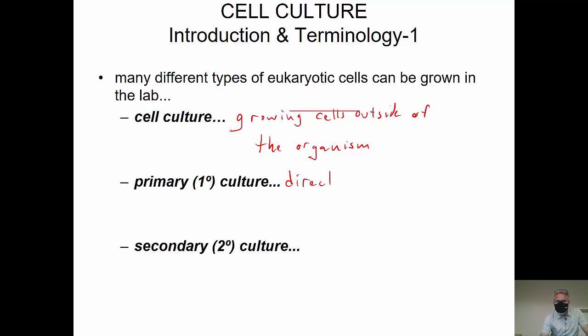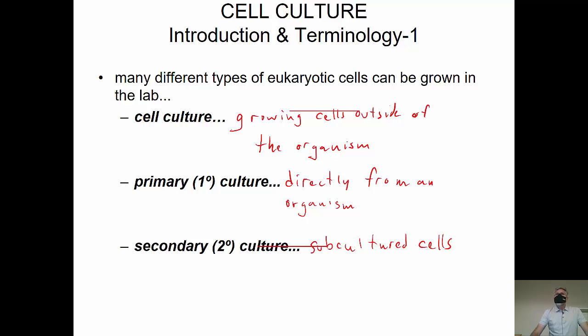is taken directly from an organism. So we take a, say, mouse liver, we break the cells apart, we put them into culture, and that's called a primary culture. If we do a subculturing, subcultured cells, what happens is we've taken a primary culture and we've grown those cells, and we take them out of that culture and put them into a new culture.